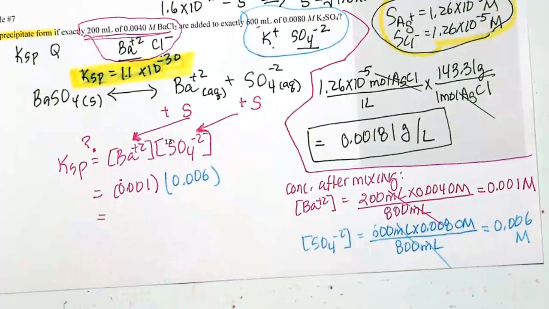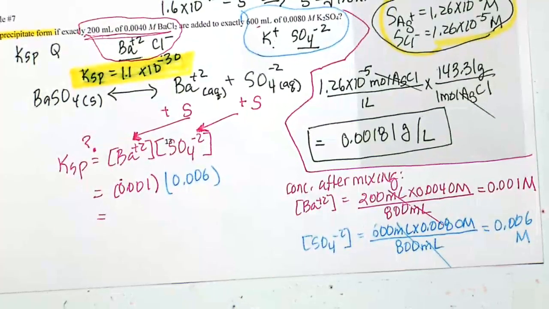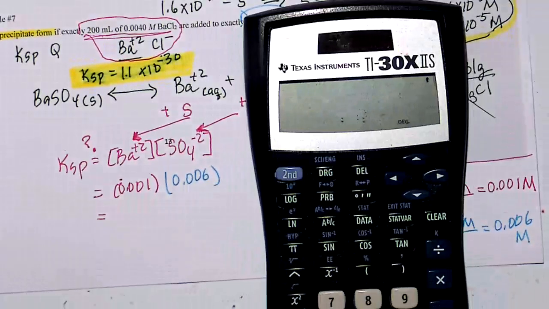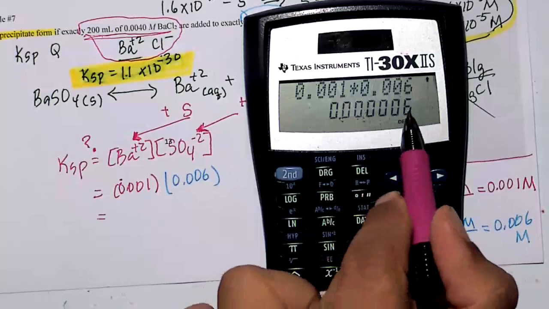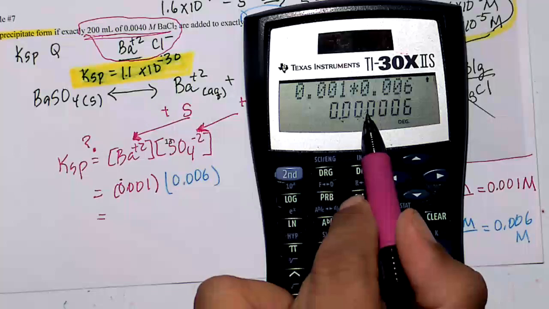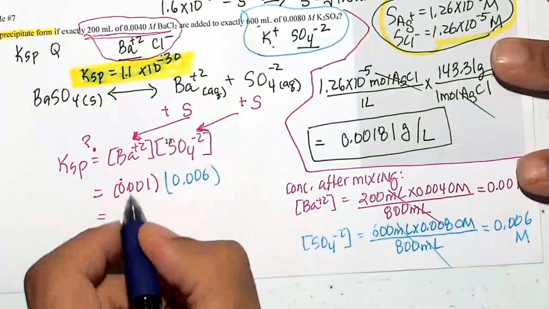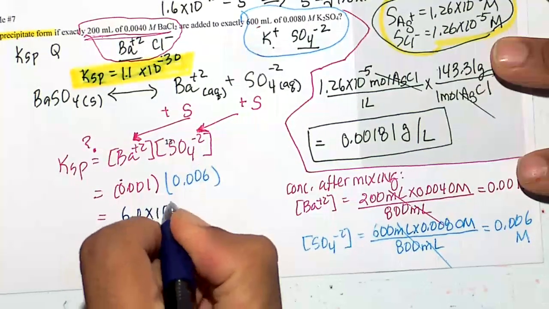All right, so 0.001 times 0.006 is 6 times 10 to the minus 6. 1, 2, 3, 4. Yes, I was right for once. 6 times 10 to the minus 6. Okay, it's always good when you can do math in your head.